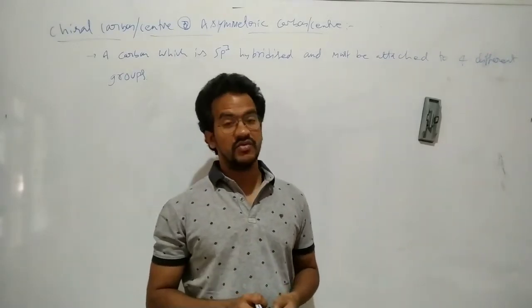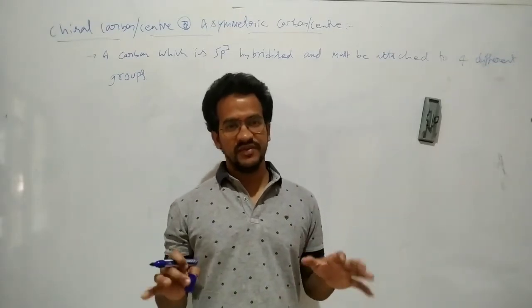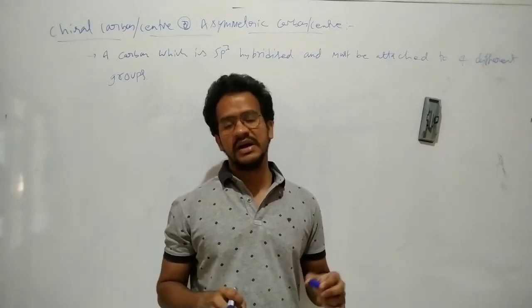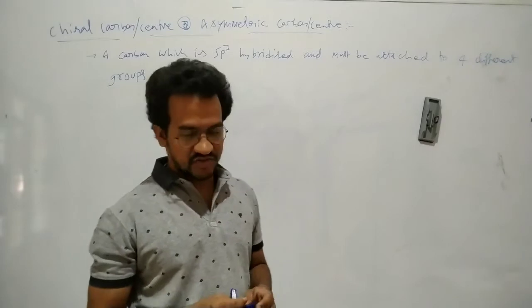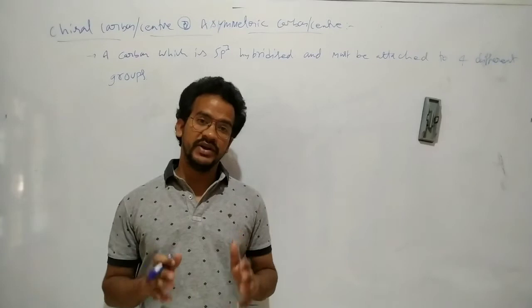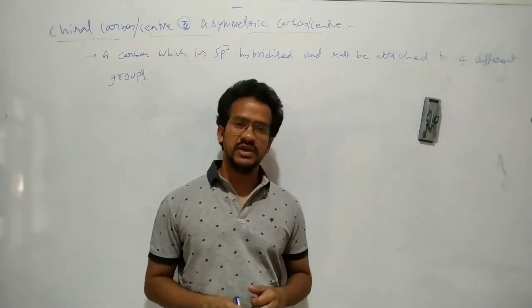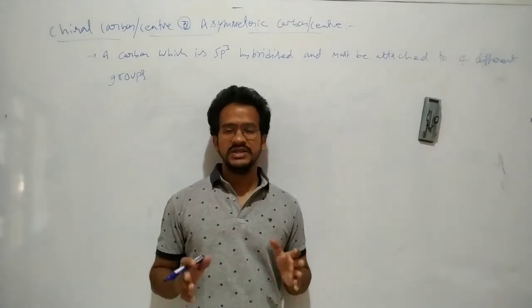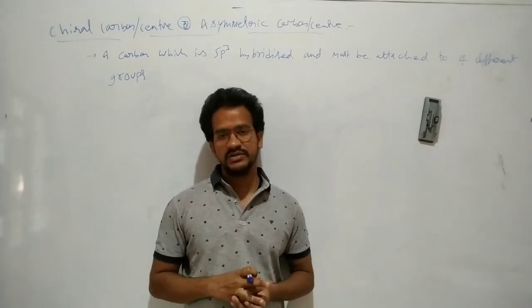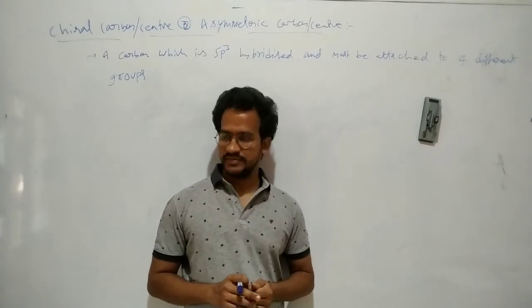Okay, actually what this chirality is, we will discuss in further classes. But just for the definition of the chiral carbon, chiral center, asymmetric carbon or asymmetric center: a carbon which is sp3 hybridized and must be attached to 4 different groups. For suppose, CH4: the carbon in CH4 is sp3 hybridized, but it is attached to 4 similar hydrogen atoms. So it's not a chiral carbon.